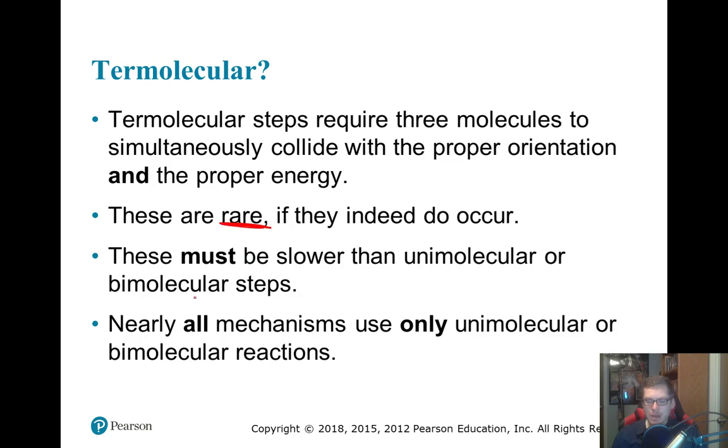They're pretty rare. All right. And they almost are always slower than unimolecular and bimolecular. And here they go so far to say must be slower than. And that makes sense because if you need two things to run into each other, that would be a lot rarer than having one, or two. Or if you need three things to run into each other, that would be a lot more rare, statistically, than having one or two things run into each other. Okay, and so nearly all mechanisms use only unimolecular and bimolecular reactions. Every once in a while, you have termolecular, but they're pretty rare.